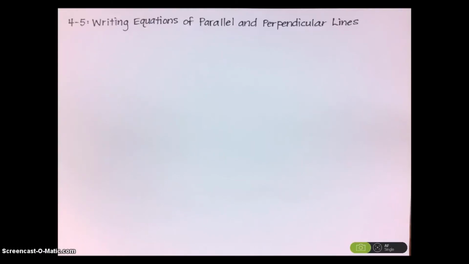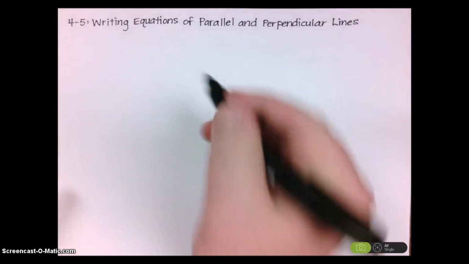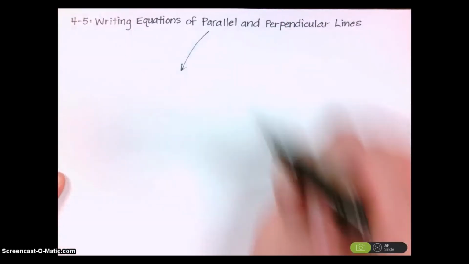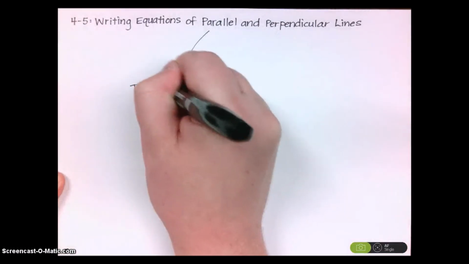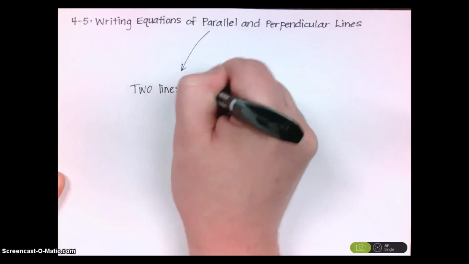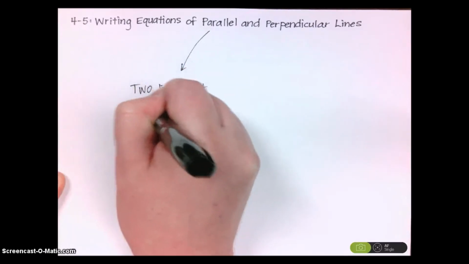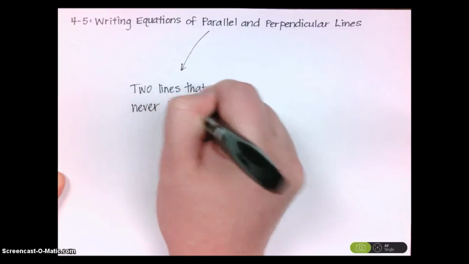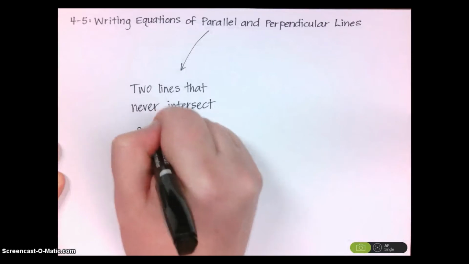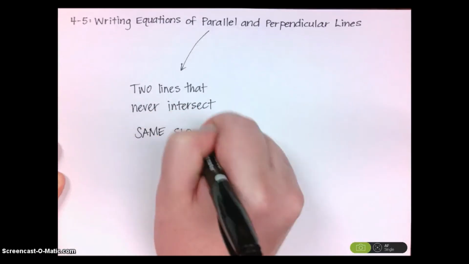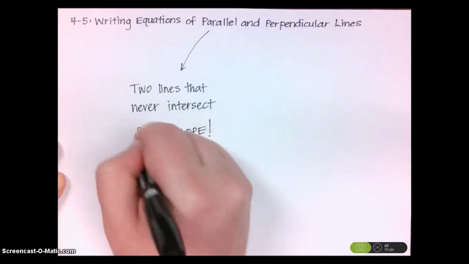Hello class, today we're going to be learning lesson 4-5 in our algebra textbooks, and this section is all about learning how to write equations of parallel and perpendicular lines. So if you recall about parallel lines, it is two lines that never intersect. And the thing that you probably remember about it is that they have the same slope, which means that they have the same incline.